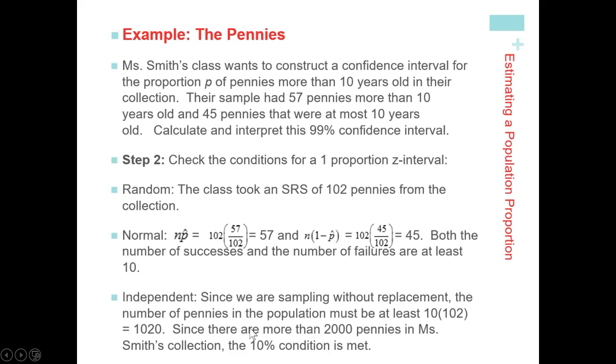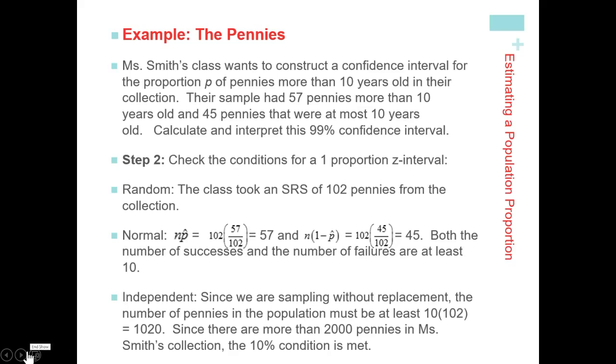And then independent. Remember, it's about sampling without replacement, but as long as it's less than 10 times the sample size, then it's not going to really matter. So we're checking 10 times the sample size, 10 times 102, and we need more than that in our population. So the total number of pennies in the collection. All right. That is our step 2.